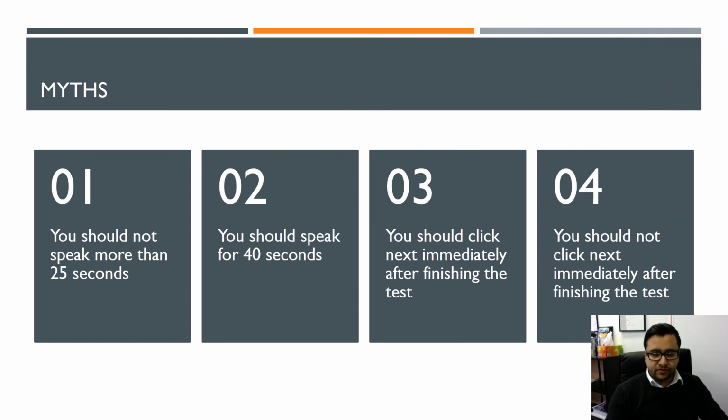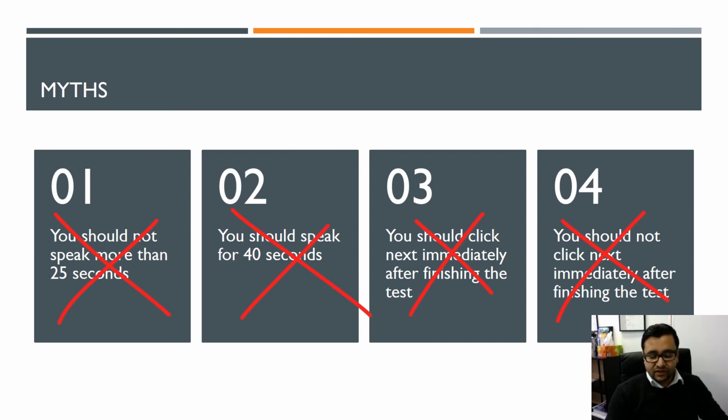Now, there are some rumors you might have heard from students from different sources. Some people might have told you that you should not speak for more than 25 seconds, or sometimes they may have told you that you should speak for 40 seconds, or that you should not speak for 40 seconds, you should speak for 30 seconds. You should not click next immediately after finishing the question, or you should click next immediately after it. All of these are just rumors and you do not need to believe in them.